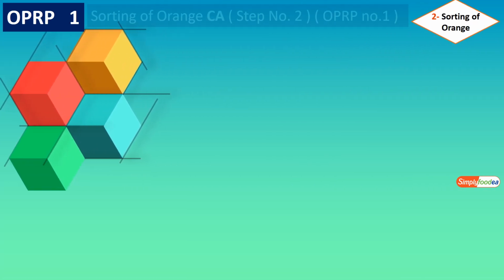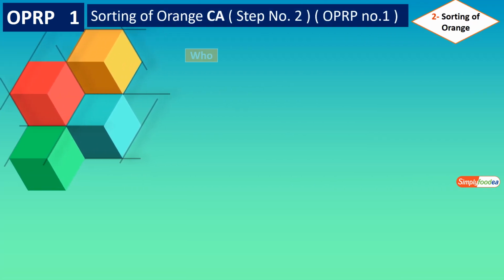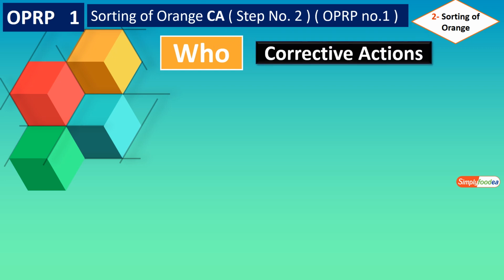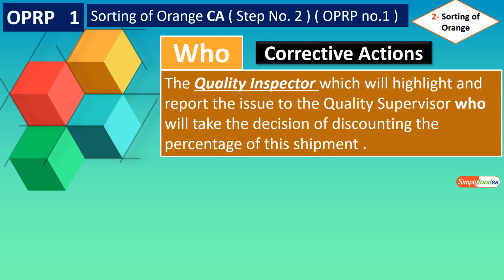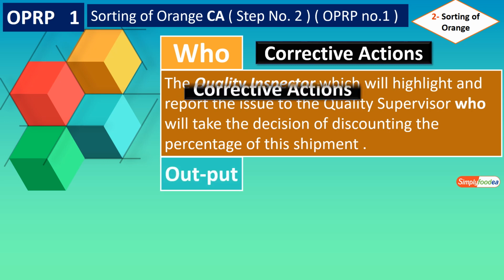The third important point: who will do this corrective action? It may be the quality inspector, who will highlight and report the issue to the quality supervisor, who will take the decision of discounting the percentage of this shipment, just like brainstorming.